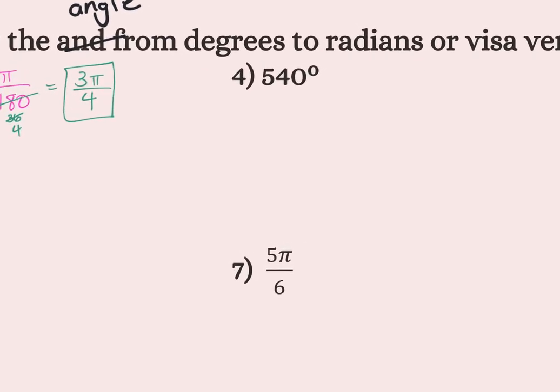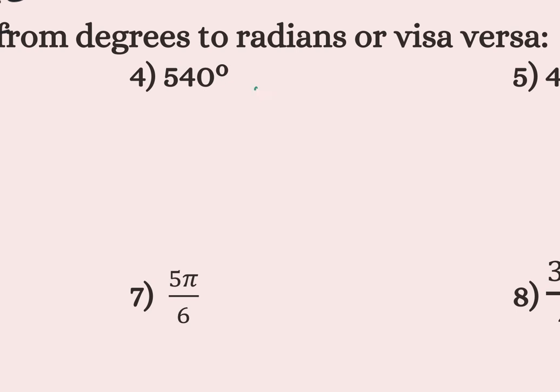I go to 4. This is again in degrees, so multiply times pi over 180. This time I can cancel through my zeros, make it a little bit easier. What goes into both 54 and 18? 3, so this would be 6 and 18, and then 6 goes in here and in here 3 times. This is 3 pi.